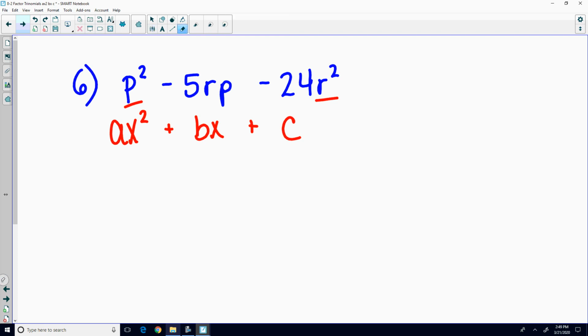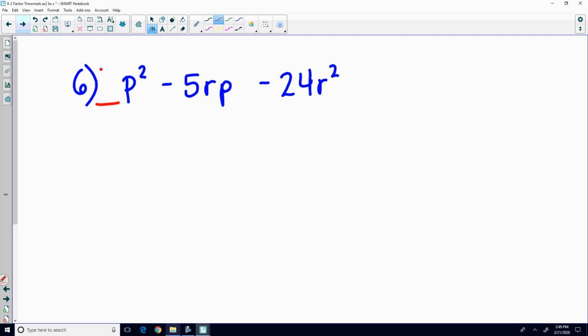So let me do a little erasing here. It is in order, so let's erase, and let's figure this out. In my A position is still a 1. In my C position is this whole term. 1 times negative 24r squared is negative 24r squared. So I need the factors of negative 24r squared. Forget that it's negative for a moment. Let's just do the factors of 24. 1 and 24. Now, how do I get r squared?